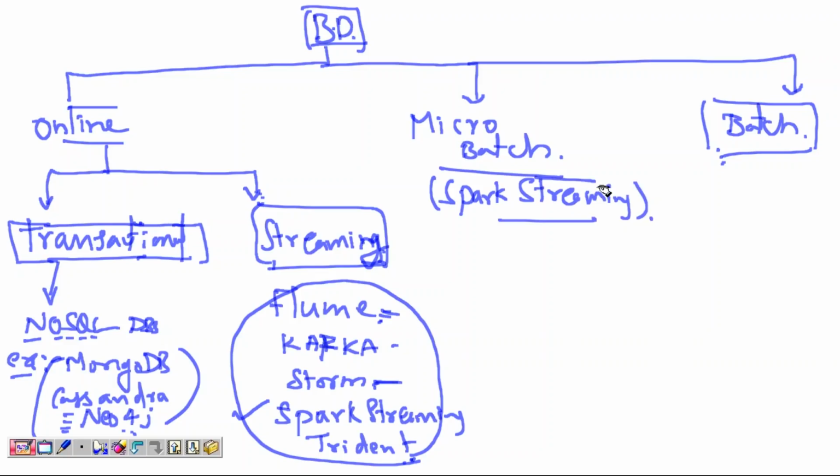So now briefly I will explain the purpose of each and every one, then where Spark Streaming will come into the picture, and where Hadoop will come into the picture. Let's understand this. An example for batch is Hadoop. Okay, now I am coming to them one by one.